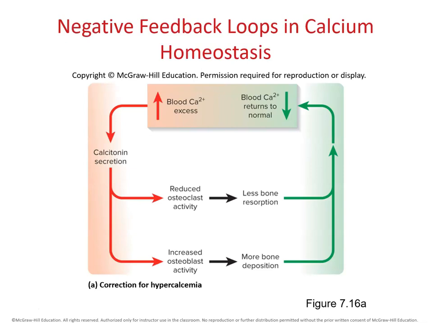So I just wanted to show you guys an example of a negative feedback loop here. We've talked about these. We've looked at a couple examples, but this is also a really good example. If we have too much blood calcium, we secrete calcitonin. Calcitonin has 2 impacts. It reduces the osteoclast activity and increases the osteoblast activity. This means we have less bone resorption and more bone deposition. These 2 things in combination lead to the blood calcium returning to normal.